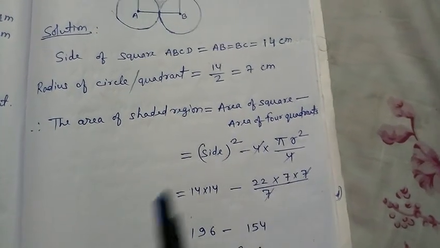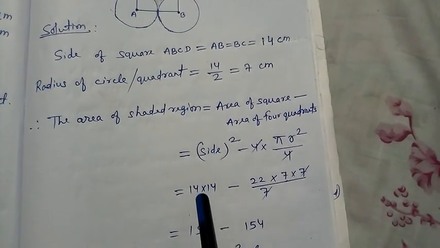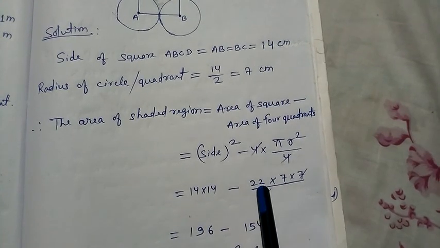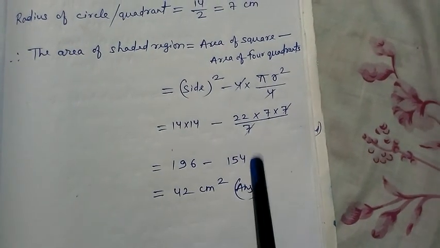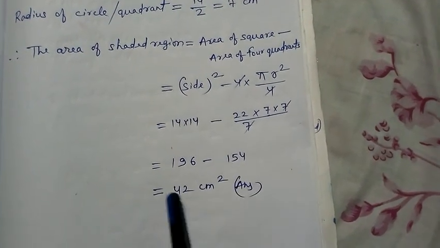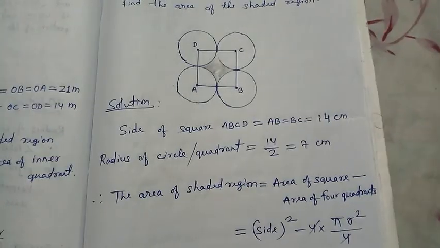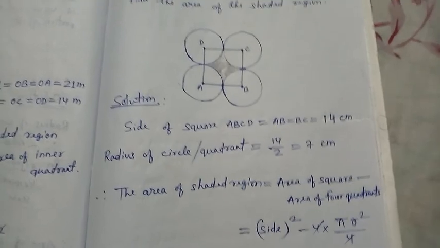So 4 gets cancelled. So side is 14 into 14, 22 by 7 is the value of pi and r is 7 into 7. 196 minus, after cancellation, 154. 42 centimeter square is our answer. So very logical questions but very easy as well.